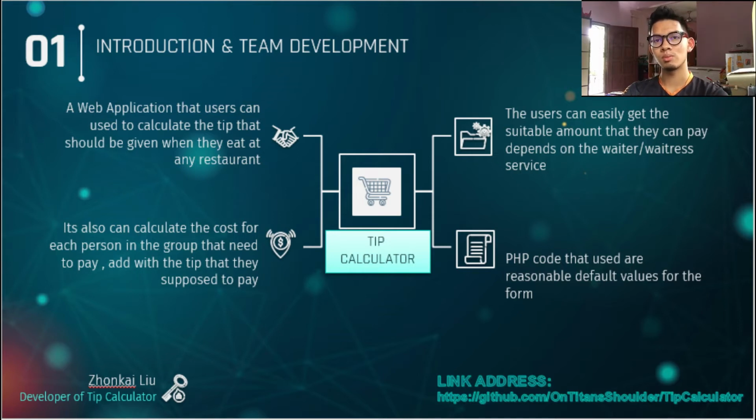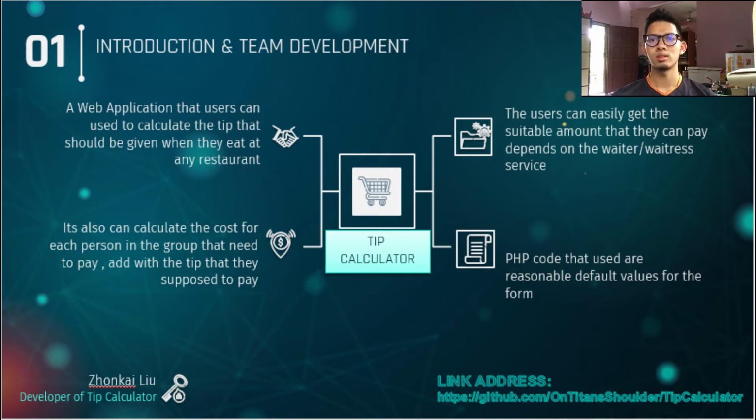Today I will explain our introduction and team development involved in the web application that we chose. As you can see on the slide, our group project chose a web application named Tip Calculator, which is used to calculate the tip that we should give to the waiter or waitress that serves us in any restaurant. This calculator can also calculate the amount that each person needs to pay.